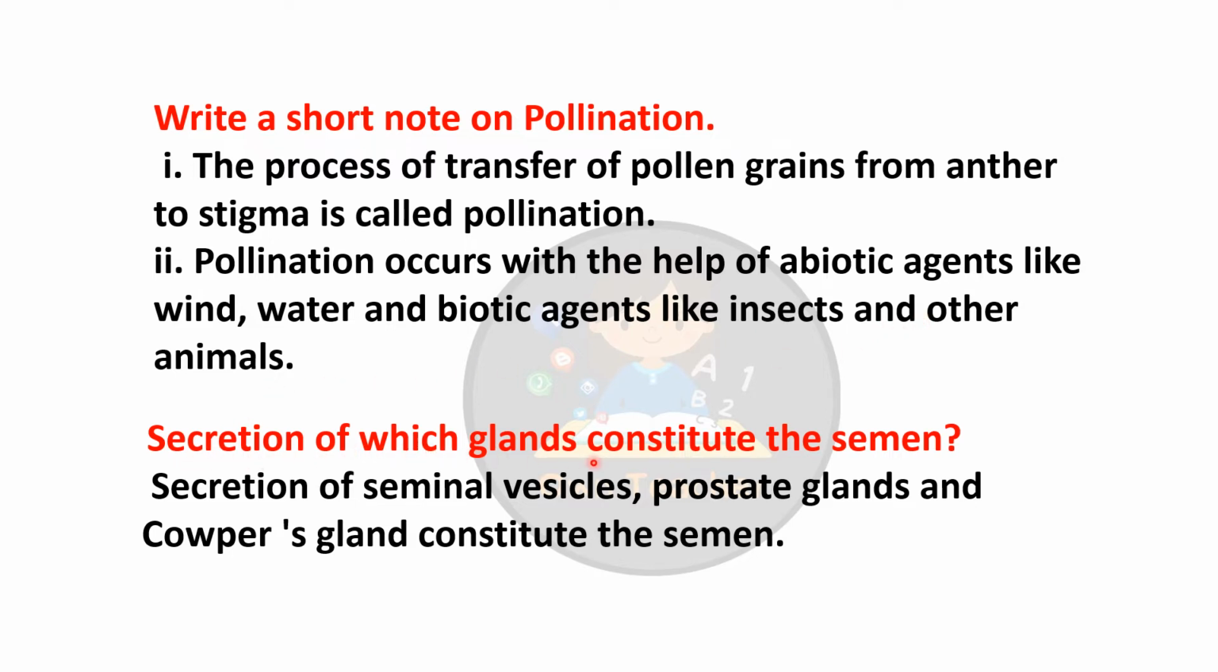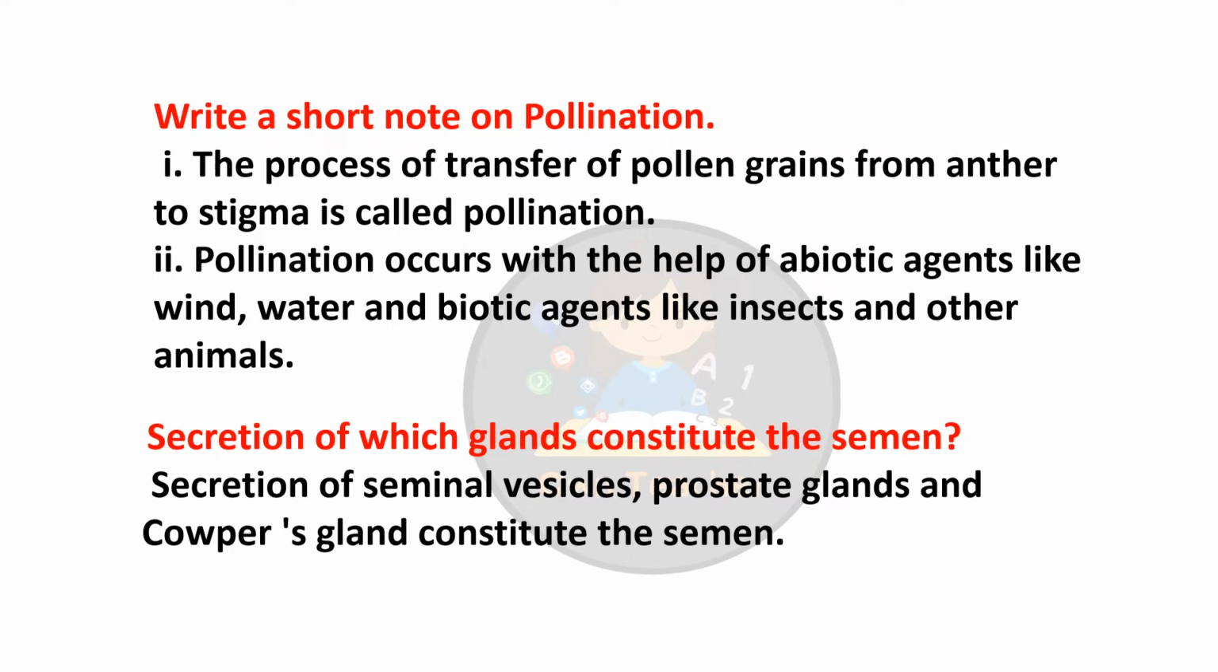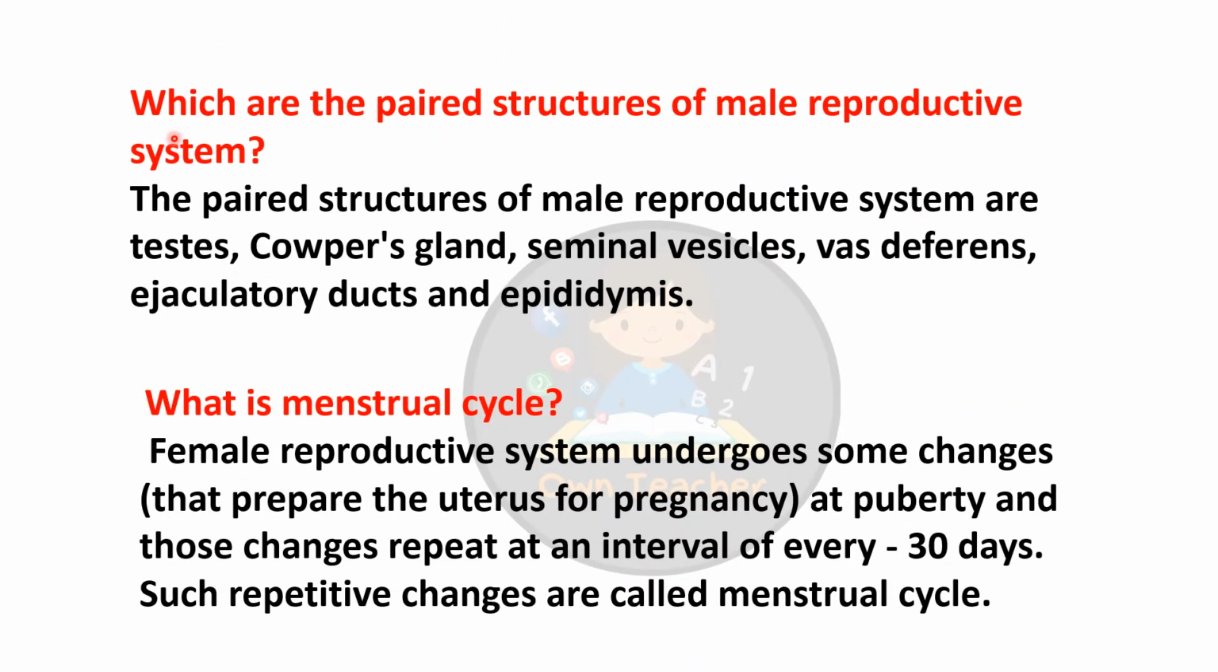Secretion of which glands constitute the semen? Secretions of seminal vesicles, prostate gland, and Cowper's gland constitute the semen. Which are the paired structures of male reproductive system? The paired structures of male reproductive system are testes, Cowper's gland, seminal vesicle, vas deferens, ejaculatory ducts, and epididymis.